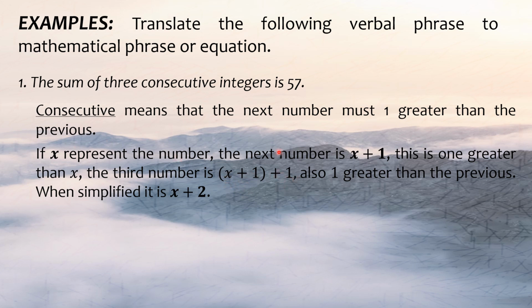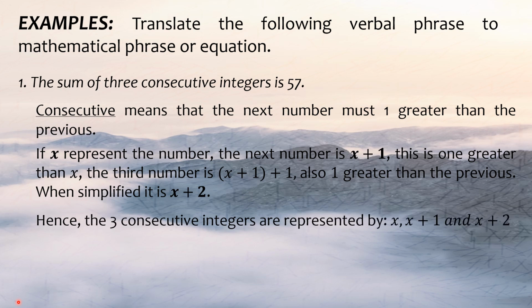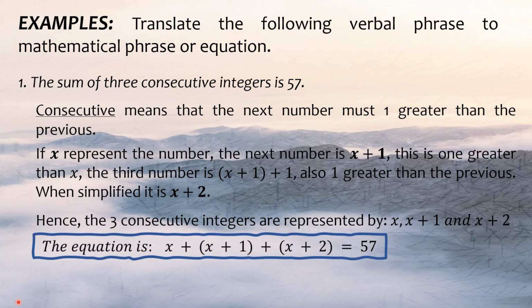Kaya meron tayong 1, 2, 3, which is also 1 greater than the previous. Or, pwede natin i-simplify by combining like terms, which is the constant 1, so 1 plus 1 is 2. Or, yung pangatlong number naman ay x plus 2. Hence, the 3 consecutive integers are represented by x, x plus 1, and x plus 2. Therefore, the equation is x plus 1 plus x plus 2 is equal to 57.